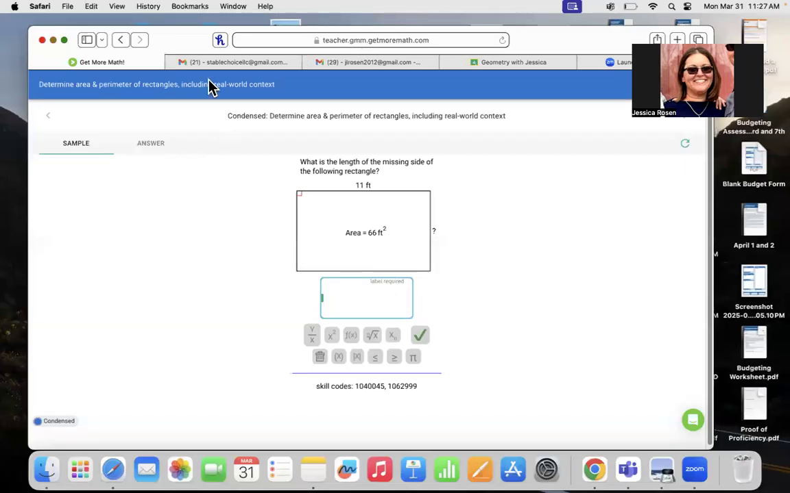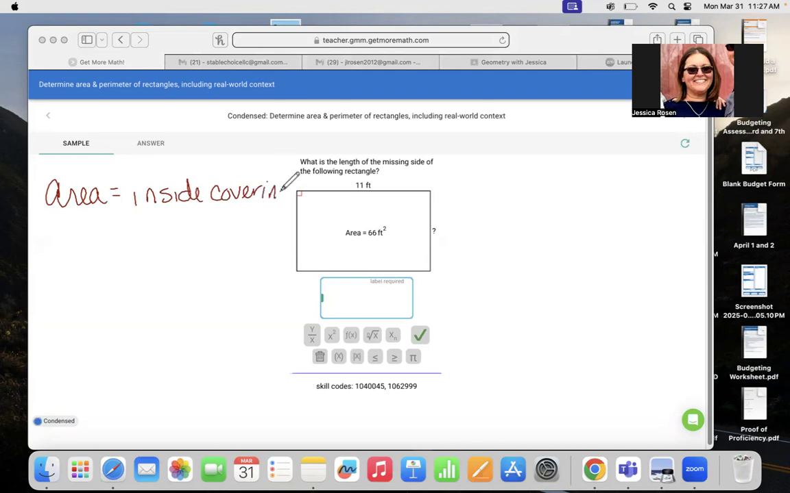All right, we are going to focus on area and perimeter today of rectangles. So hopefully you know some basics about this. Area is always going to be the inside space. So it's like the inside covering.